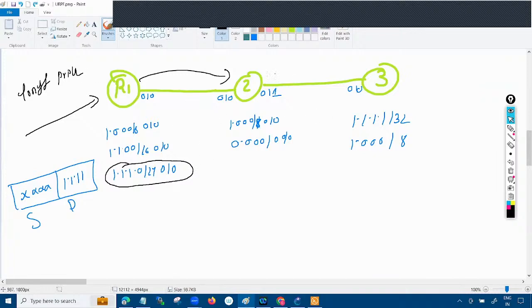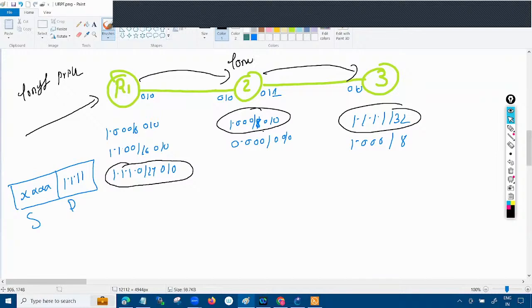When it comes to router 3, what will router 3 do? It will start with the /32 and match with this guy. So can you see that every router is doing the longest prefix match lookup? Every router.